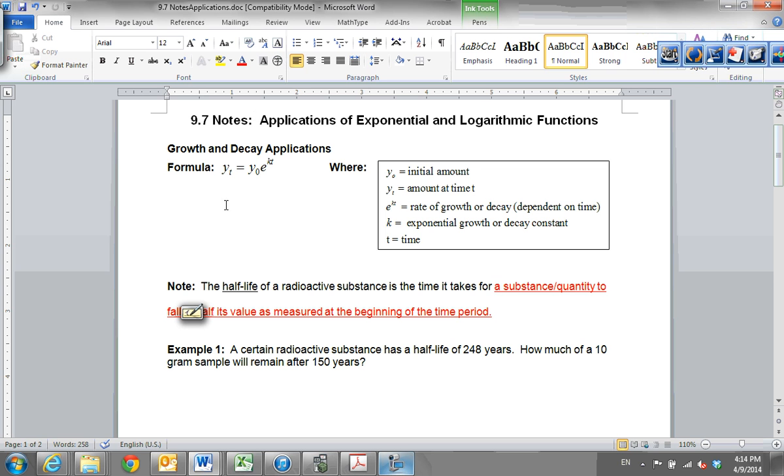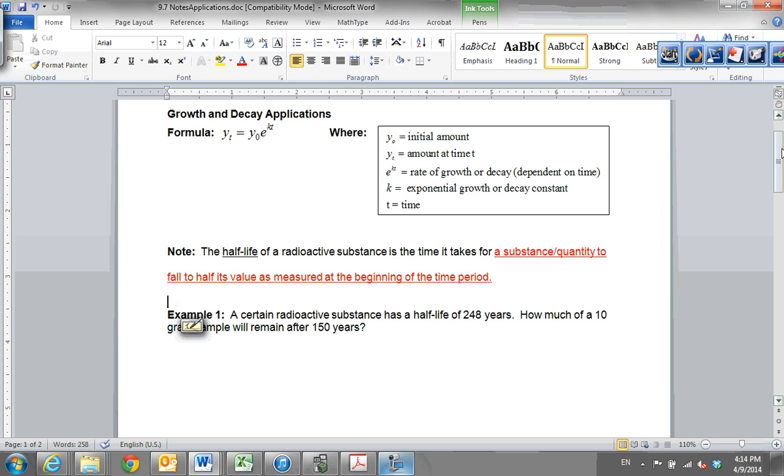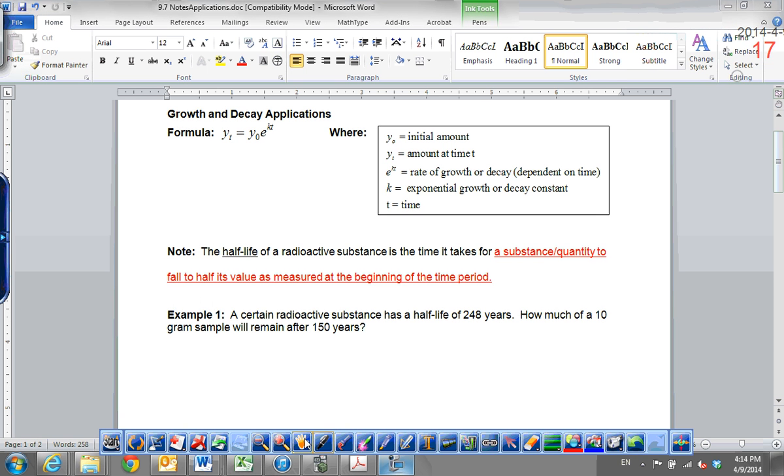Got this equation up here. The y sub t is just the final amount. Y sub o is the initial amount, starting amount. E is e. K is going to be our constant. We'll talk about that here in a second. T is time. Could be hours, minutes, years, whatever the situation calls for.